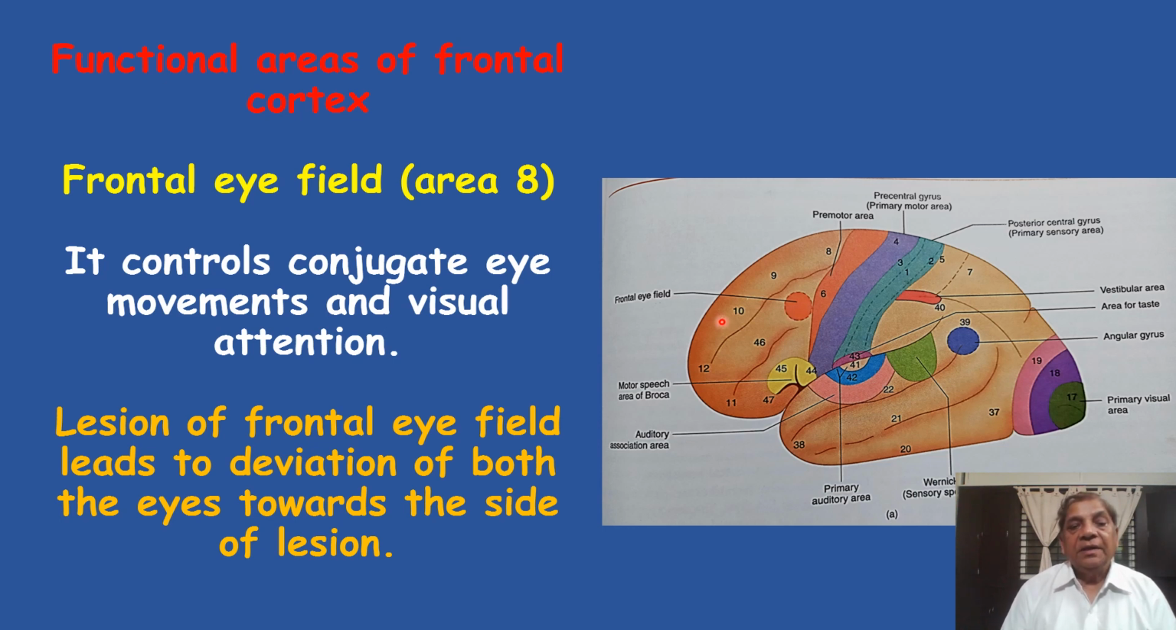Okay, and if there is a lesion of this frontal eye field area, this will lead to deviation of both the eyes, right as well as left eye, to the side of the lesion. Suppose the lesion is in the left cerebral hemisphere, both the right and left eyes will deviate towards the left side. So this is the third area of the frontal lobe, what is called the frontal eye field.